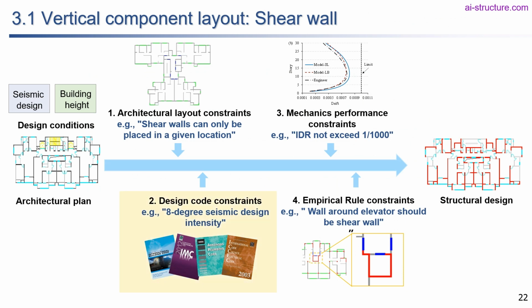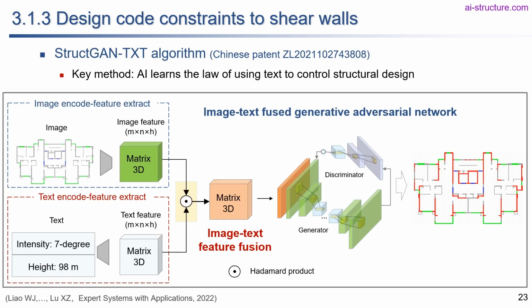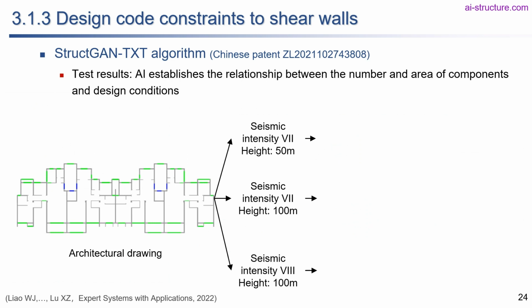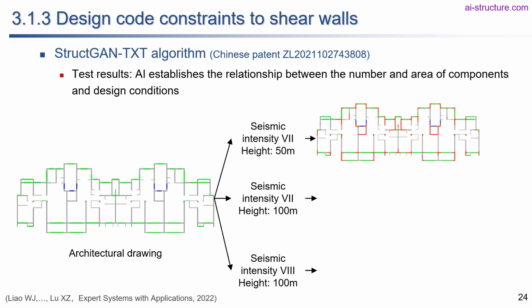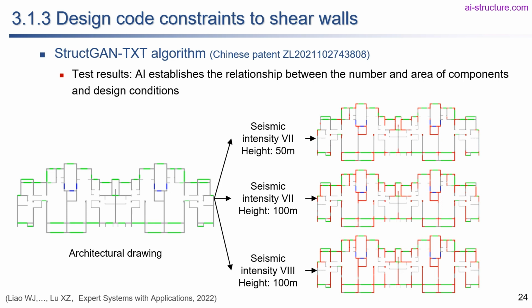Next is the design of shear wall considering the constraint or code specification. For example, the design condition is 8 degree seismic design intensity. We propose the StructGAN text algorithm, in which AI learns from the text of the shear wall design and controls it. The core innovation is GAN to learn the fused image and text features. The test results show that AI established a relationship between the structural member and the design condition. As seismic intensity increases, the location and the number of shear wall positions increase with inputting the same architectural design.